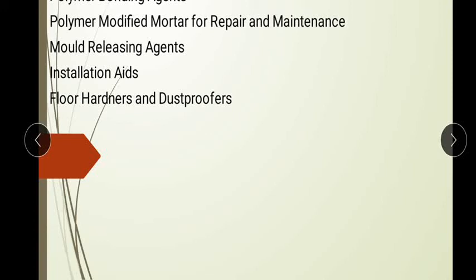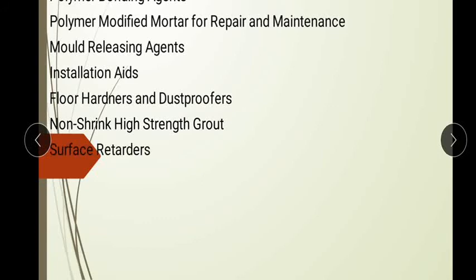Next one, floor hardening and dust proofers. For structures constructed in dusty areas or desert areas, to control the effect of those things we use that. Next one, non-shrink high strength grout. If the temperature variations are very high in particular regions like deserts, the shrinking behavior is also somewhat significant, and the durability is somewhat less for that type of structure, and in those conditions we can use that particular material.